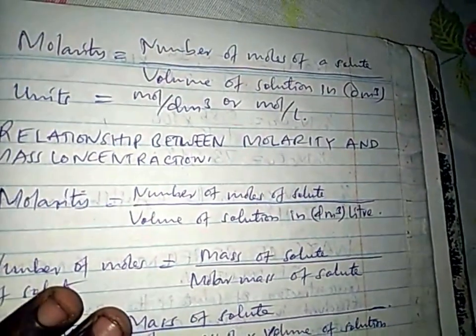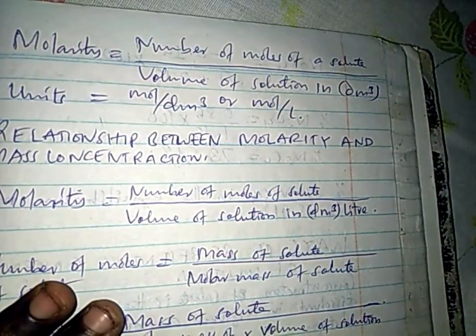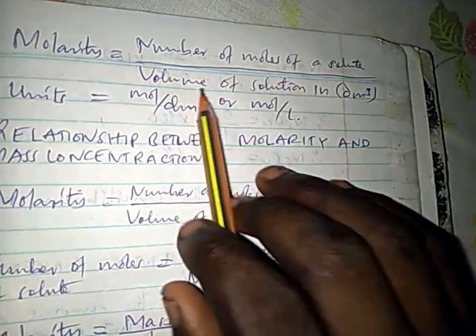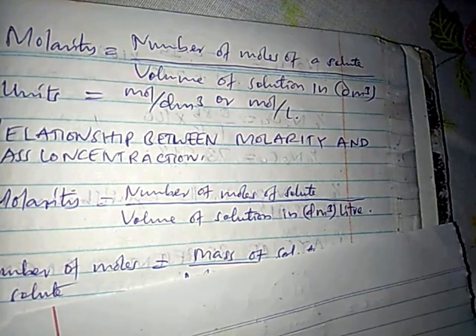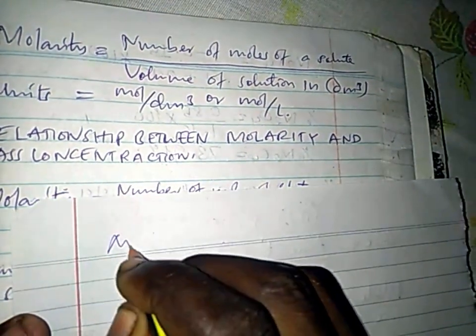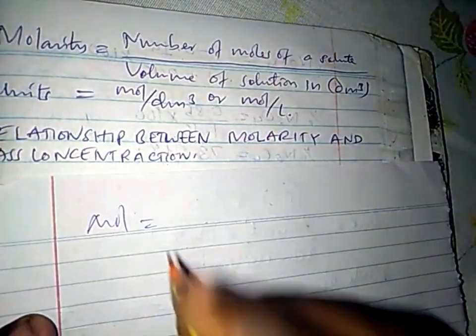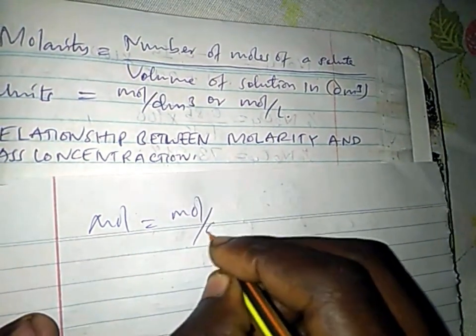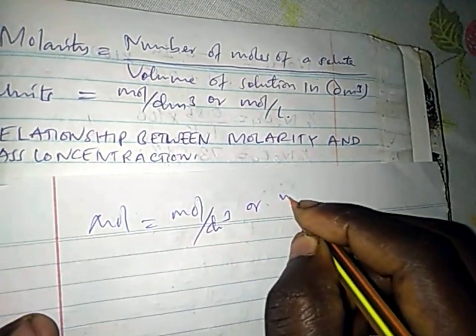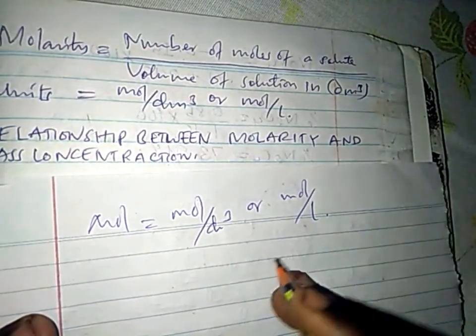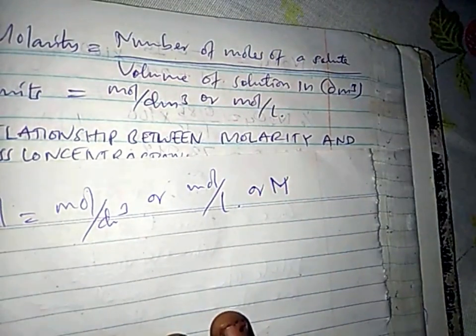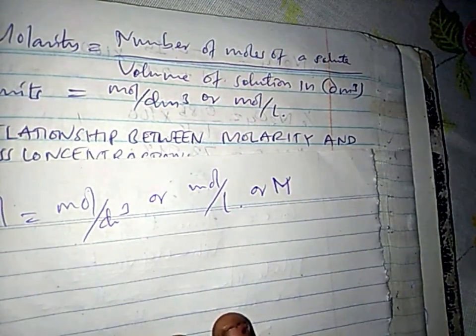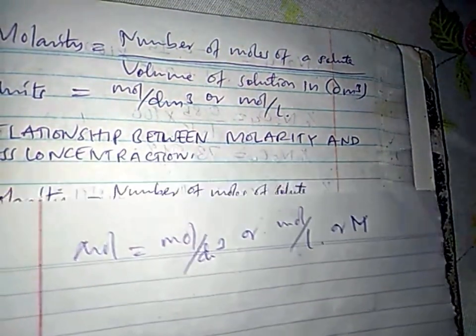So now, molarity, quantitatively, you can just write as number of moles of solute divided by volume of solution. So molarity's unit can be mole per dm cube or mole per liter. And sometimes its unit is abbreviated as capital M. So if you are told capital M, know that it is the unit of molarity.